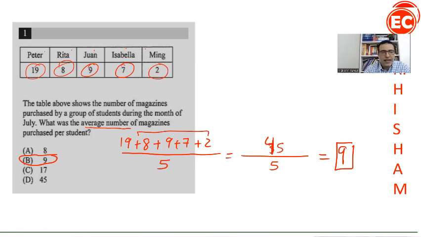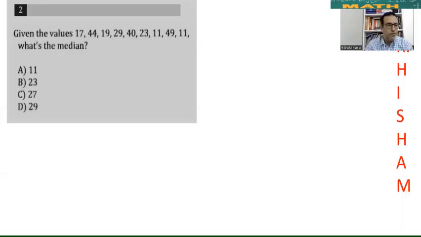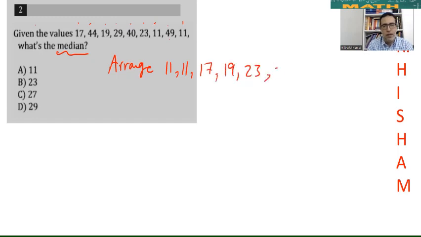Second example. Given that I have the values 17, 44, 19, 29, 40, 23, 11, 49, and 1, 2, 3, 4, 5, 6, 7, 8, 9 values, I wanted to find the median, so I'm going to arrange them first. So it's 11, 17, 19, 23, 29, 40, 44, 49.